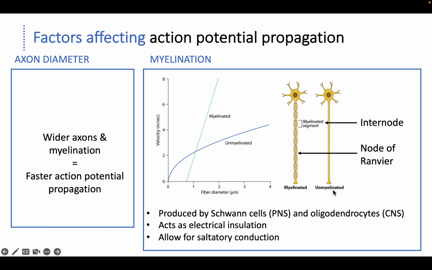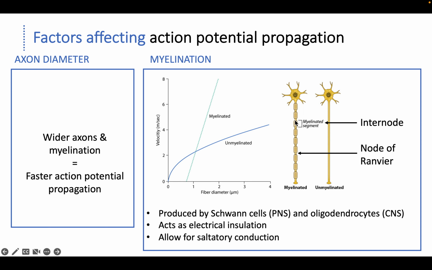So you can imagine that takes time. That takes a long time. It also takes a lot of energy as well, lots of ATP. So if you only have to do that at certain points on the neuron, you're able to speed up the rate at which you can send an action potential. Because instead of it happening at every point along the neuron, it only has to happen at every node. So sodium activation and inactivation only has to occur here.